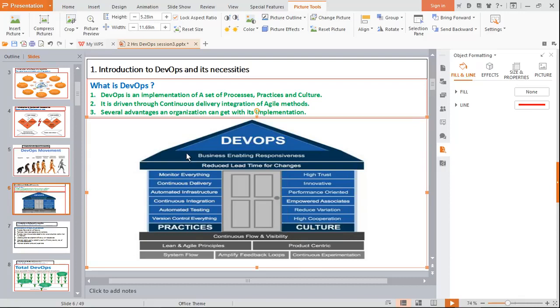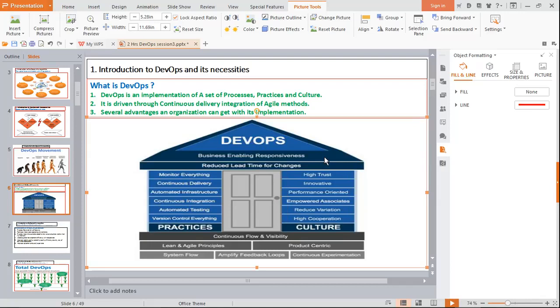Then when it comes to the business perspective, business enabling responsiveness will be there. Whatever you are deploying into the production, that software should work, there should not be failure. So when you have such things, obviously you will have good responses from the users, and reduced lead time for changes.